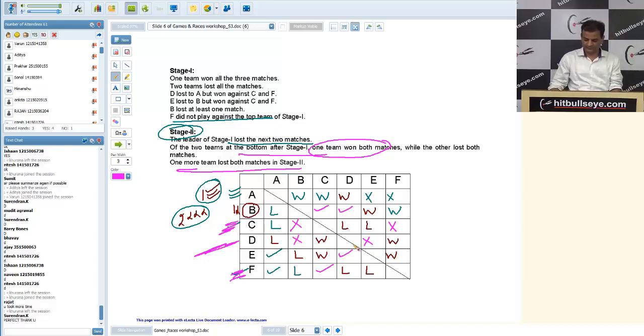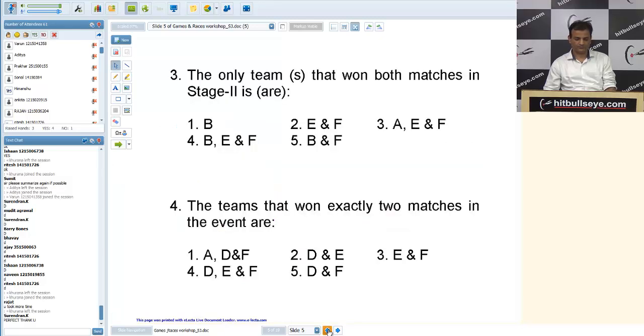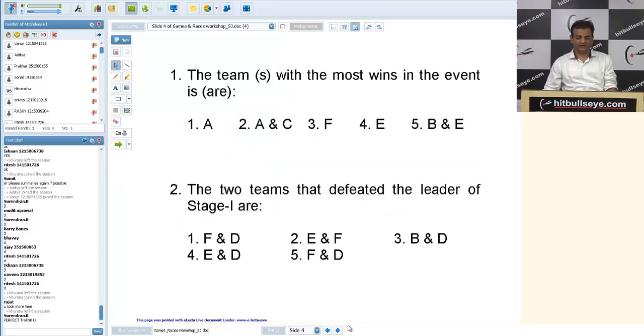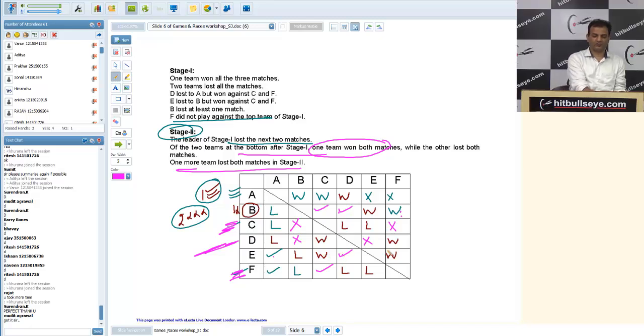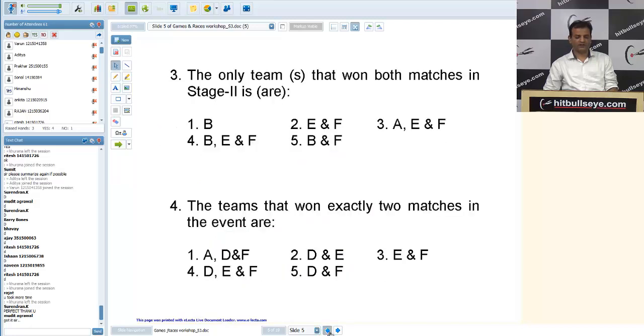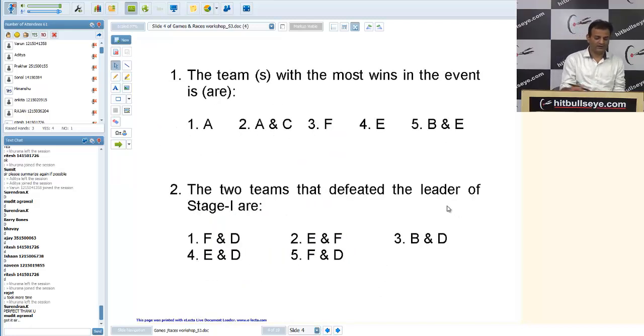First question was, the team with the most wins in the events. Now you can see most wins. B has won 4 matches, 1, 2, 3, 4, and E has won 4 matches, 2 right, 2 W. So that means the answer should be B and E. It should be the 5th option.